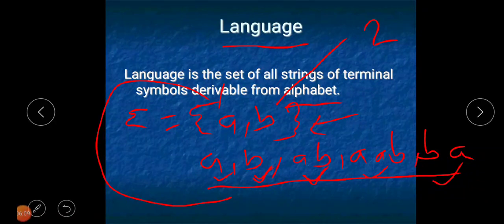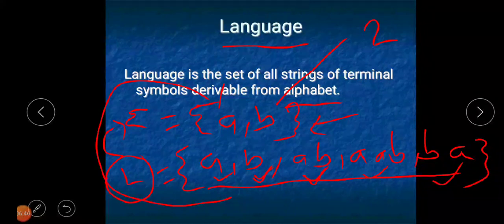And what is language now? Language is the set of strings that we can define on sigma. Language in finite automata is usually denoted by the letter L. This is a language that we define on this given sigma. Try to understand this point. What is language? It is a set of strings that we can define on a given sigma.